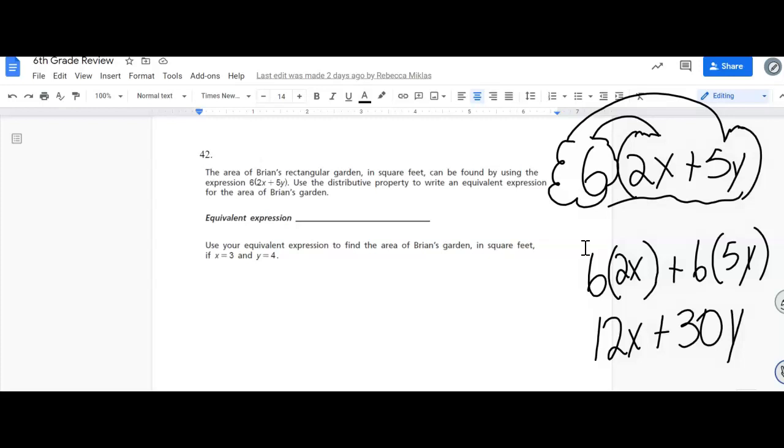Can my final answer be 42xy? No. Why can I not combine these? Rogan. Good, they're not like terms. They don't look like each other. They have different variables. X represents something different than y.